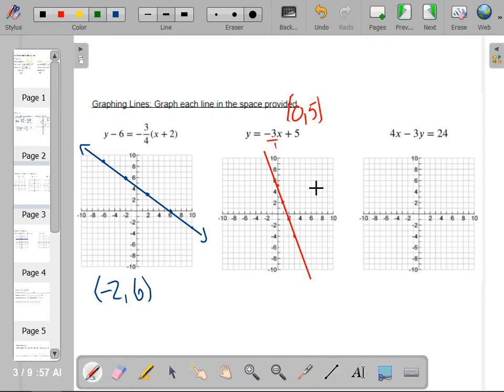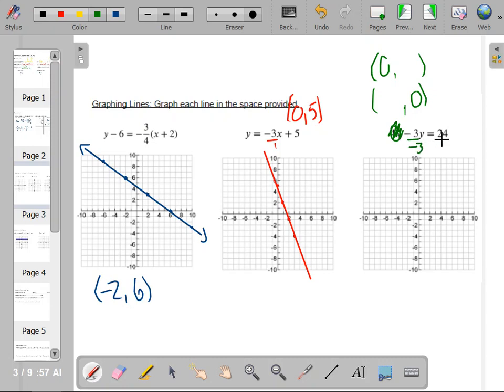Last one is in standard form. Standard form of a line is when you're going to find intercepts. We're going to find the x and y intercepts, and to do that, we're going to plug in 0. So I'm going to plug in x is 0, and I'm going to plug in y is 0. If I plug in x is 0, then I have this little equation, -3y equals 24.